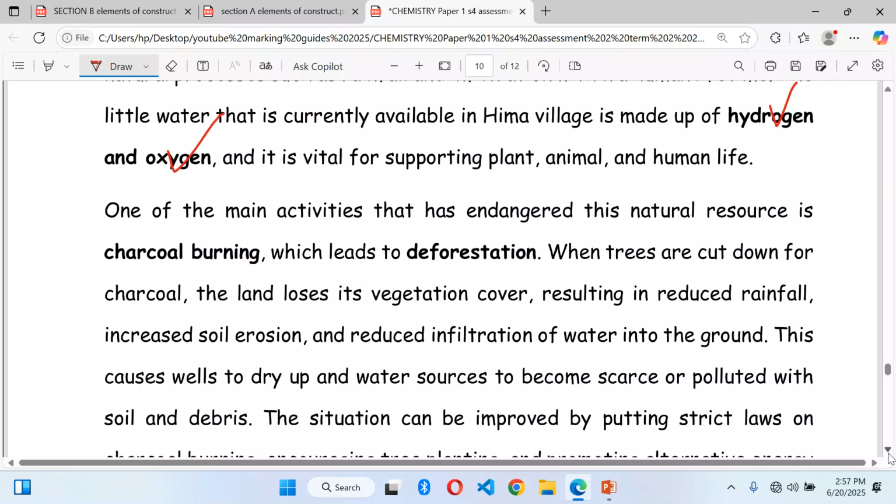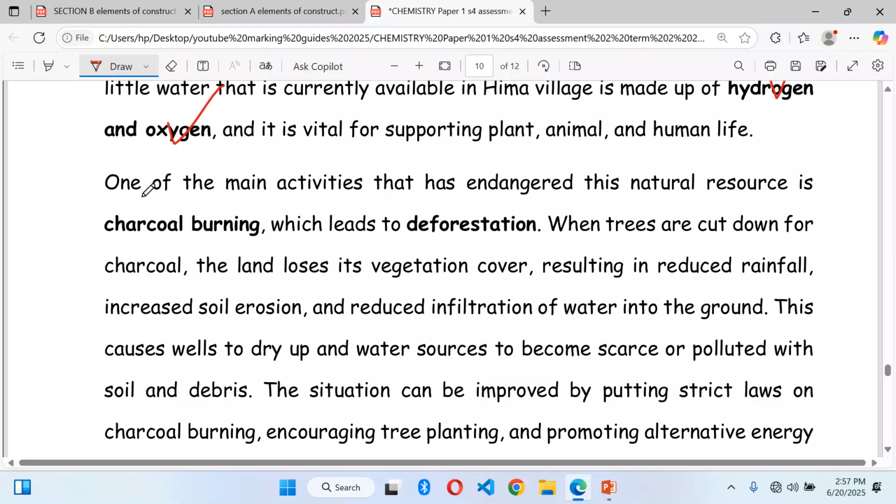Let's look at the second paragraph. One of the main activities that has endangered this natural resource is charcoal burning. Now, we want to explain how charcoal burning is affecting the what? Is affecting the water. Are we there? Good. So when you mention the human activity, you already get your score. Now, explain how it is affecting our water.